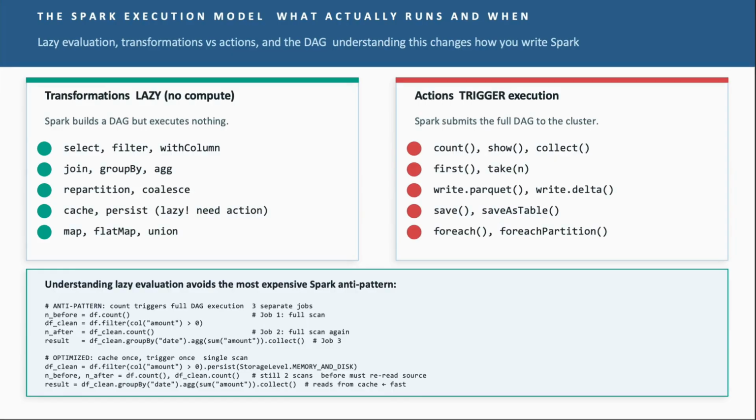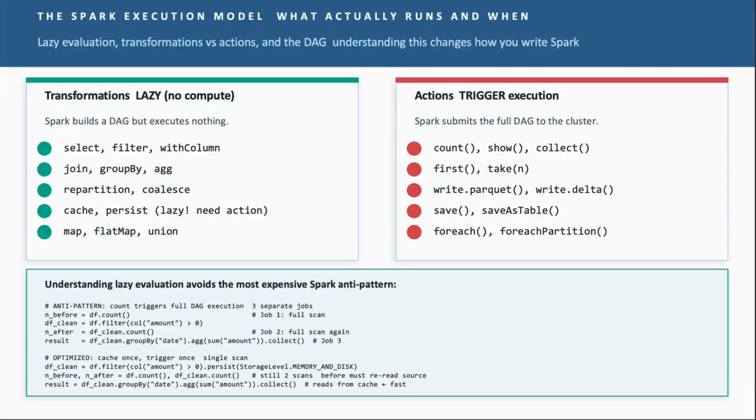Before the checklist, let me make sure you understand the execution model, because this context explains why all 5 patterns matter. Spark uses lazy evaluation. When you call filter, withColumn, repartition, nothing runs. Spark builds a DAG, a directed acyclic graph of transformations. No computation happens until you call an action, for example count, show, collect, write parquet. Then Spark submits the entire DAG to the cluster, optimizes it with the Catalyst optimizer and executes it.